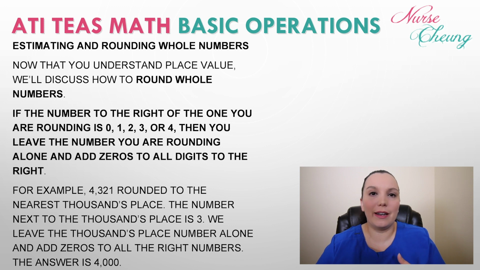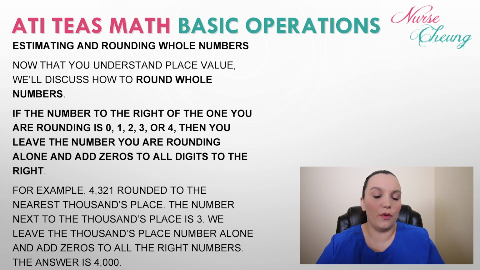So now that we understand estimating as well as place values, we need to understand how rounding works. So if you are rounding a number and the number next to it that you are rounding is either a 0, a 1, 2, 3, or 4, then you leave the place value that you're estimating alone and you simply just add zeros to all the digits on the right.